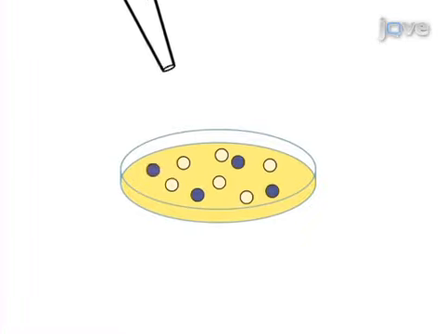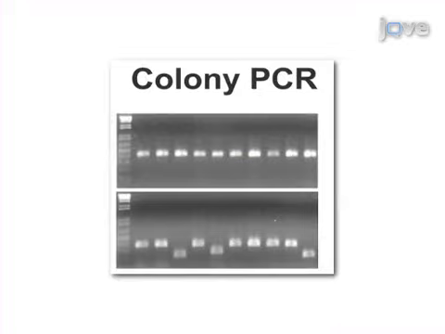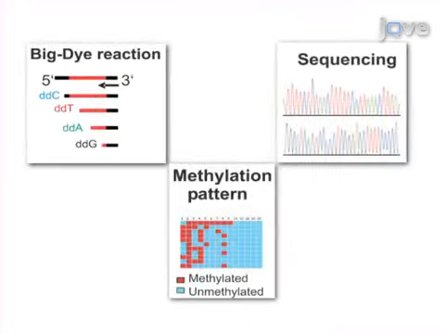Successful transformations are identified by marker expression and PCR fragment size. And lastly, bisulfite sequencing is used to assess methylation status.